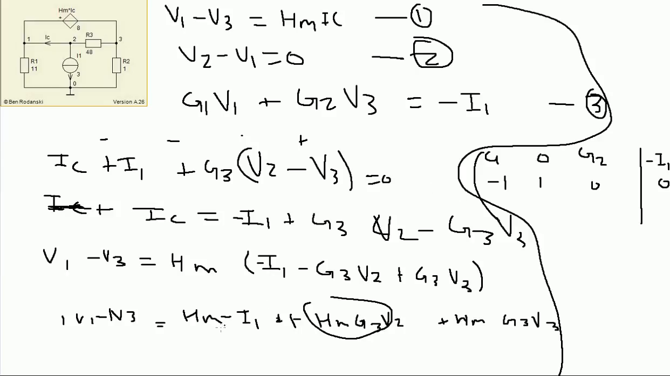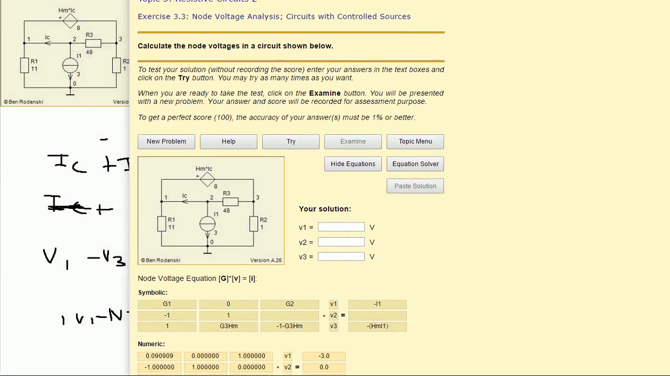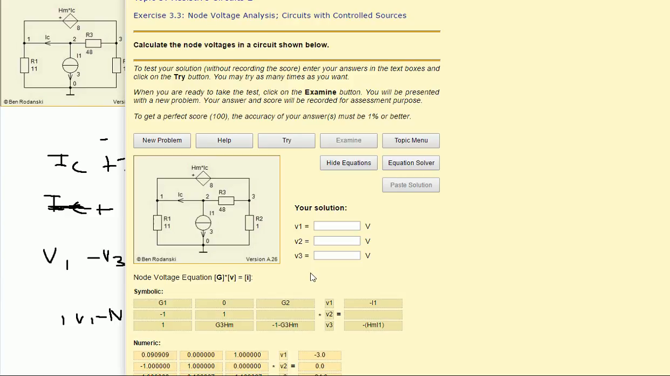And then HMIC, you've got your 1 from 1 V1, you've got your G3HM, your V2, so HMG3, and then you have your 1 minus 1 minus G3HM, and that equals minus HM times minus I1. Excuse my handwriting, but if you could just look at there, I'm not sure if it's in the screen, but that is the answer right there. Easy.